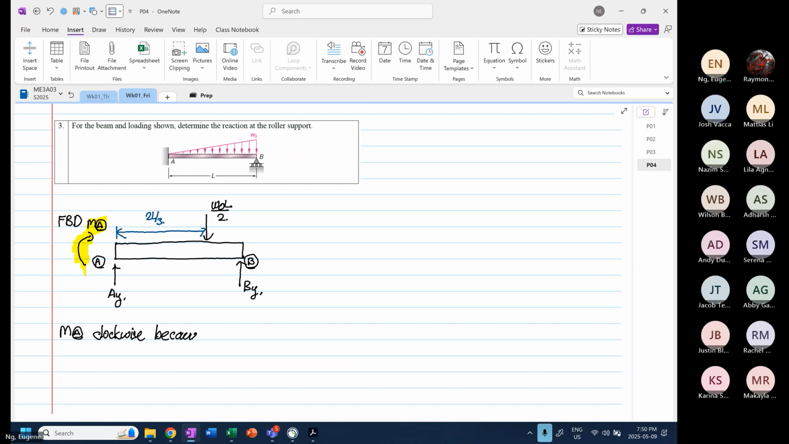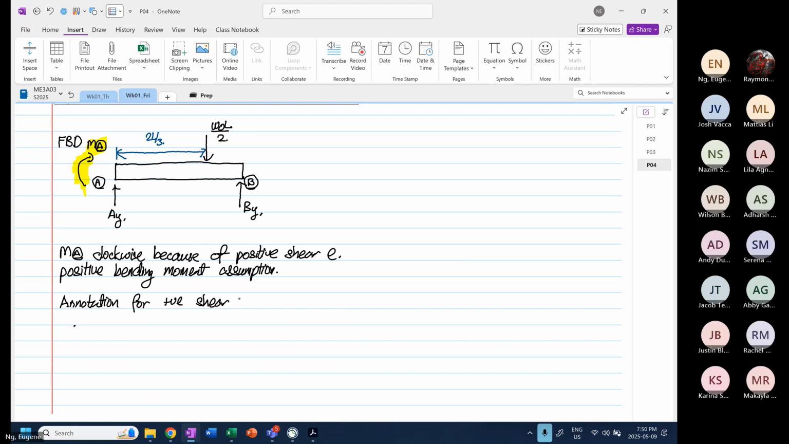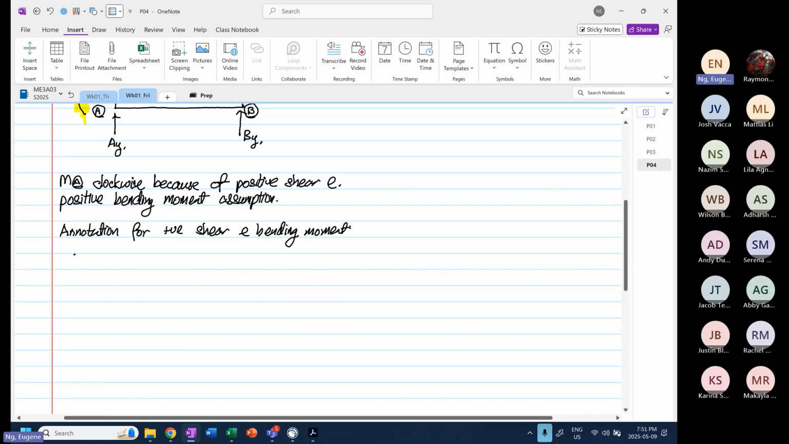because of the positive shear and positive bending moment assumption. So what do I mean by that? The positive shear and positive moment notation goes like this, and if I start drawing this, you will remember.